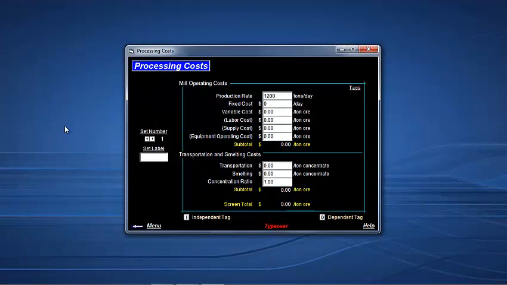We'll go on to processing. We already have our production rate of 1,200 tons per day. We'll say that the processing costs are about $25 per ton. You can also incorporate transportation and smelting costs in terms of dollars per ton of concentrate if we want to. We'll say it costs $90 a ton to haul what little concentrates there will be with this type of project, and a relatively high concentration ratio, of course, let's say 1,200 tons ore per 1 ton of concentrate.